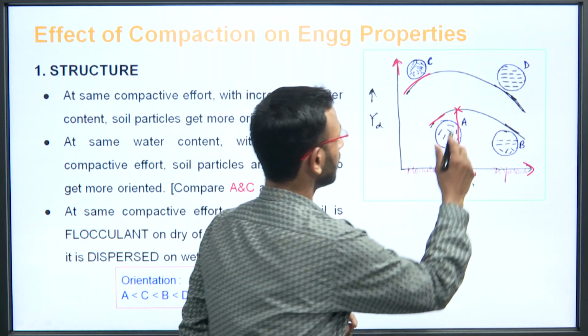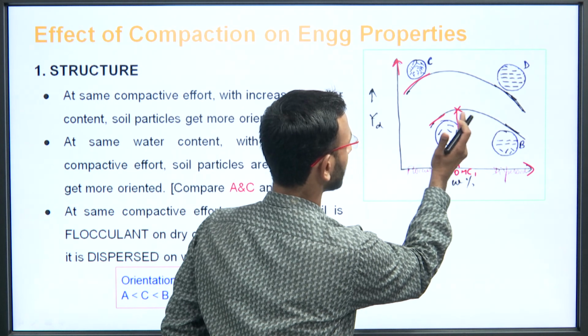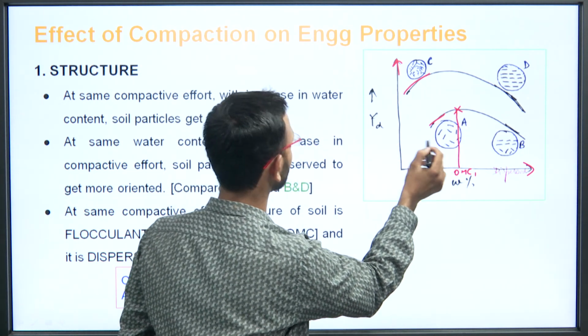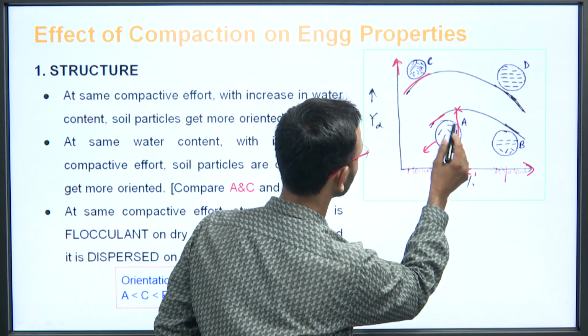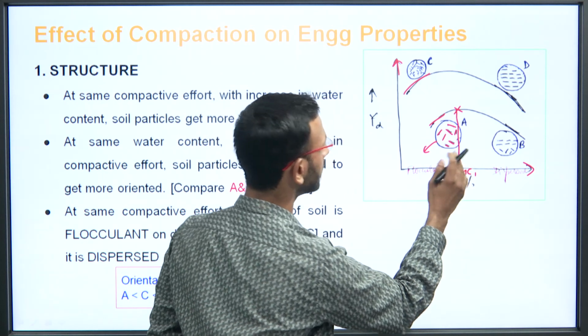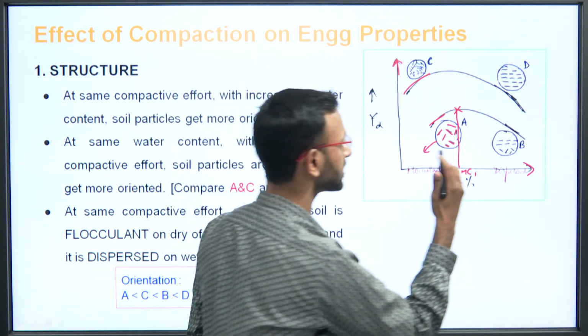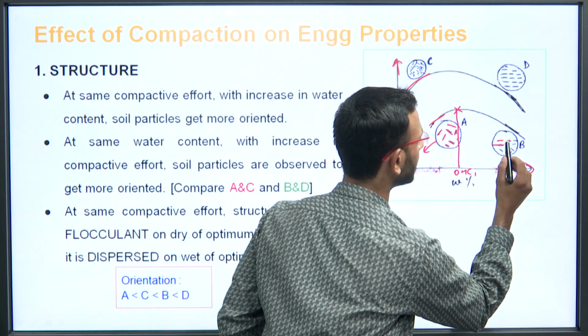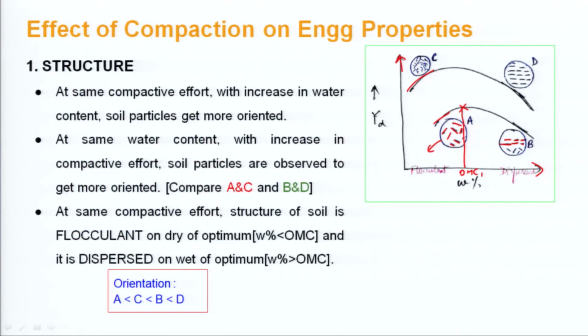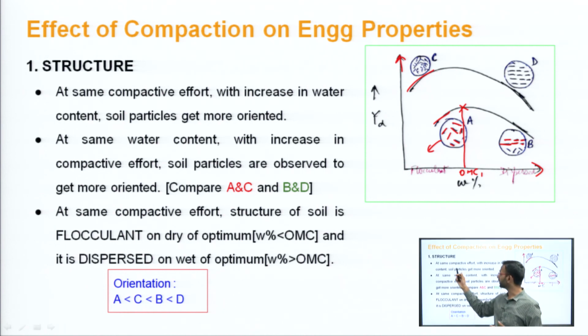Now when the water is less here, what happens is that the soil is somewhat less oriented. See the figure, this one is less oriented. But when we increase the water content, the soil particles tend to get more oriented. So that we have seen in point number 1, that at the same compactive effort, as the water increases, the soil particles will tend to get more oriented.